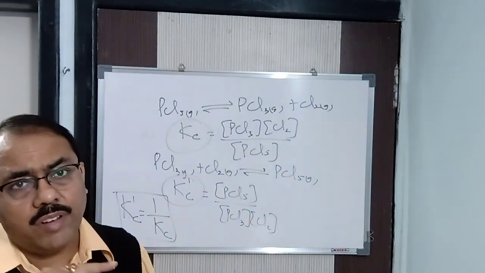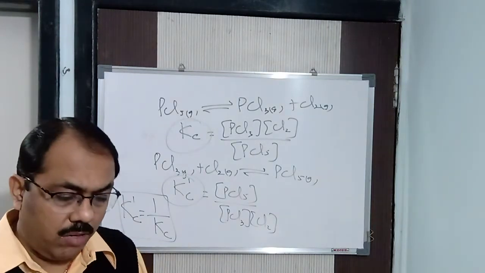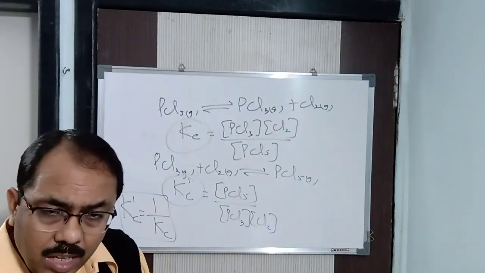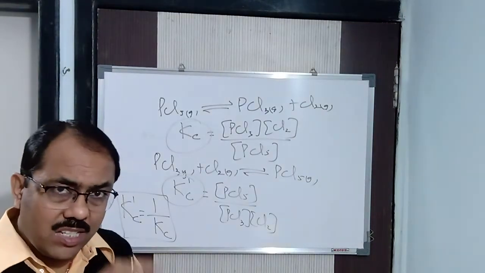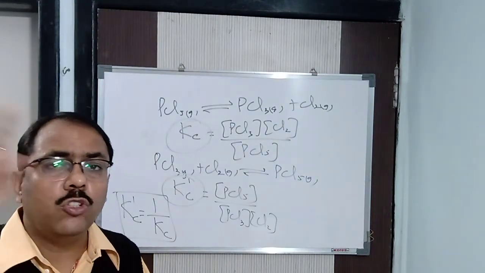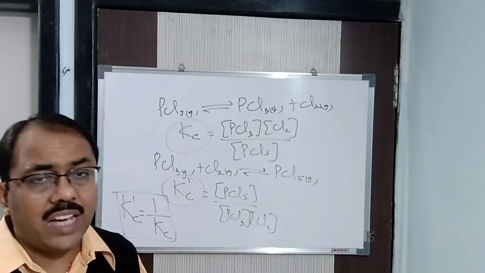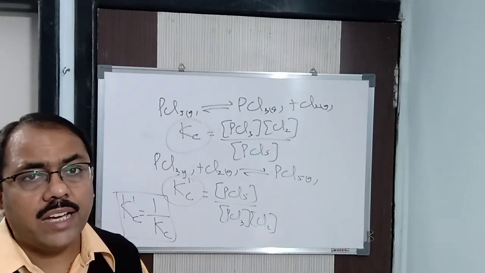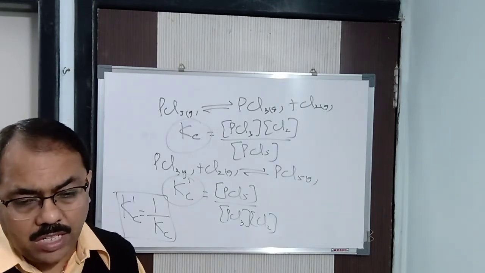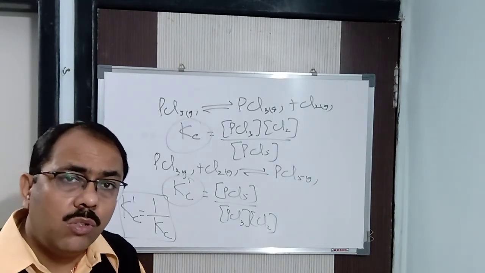That means if a reaction is divided by 2, then the new equilibrium constant will be the square root of the original one. If a reaction is divided by 3, it will be the cube root of the original one. If it is divided by 4, it will be the fourth root of the original one. Similarly, if a reaction is divided by n, any number, then the new equilibrium constant will be the nth root of the original.